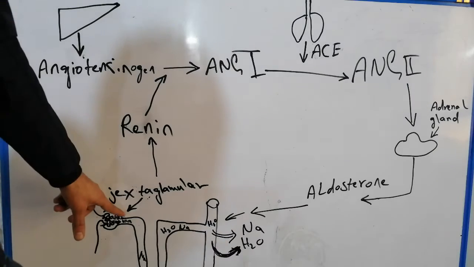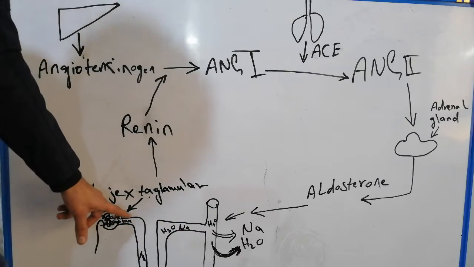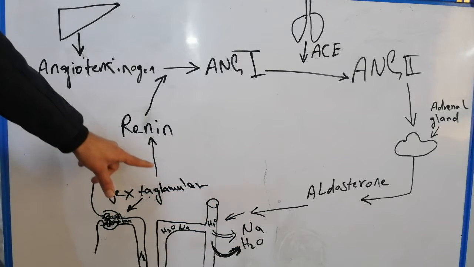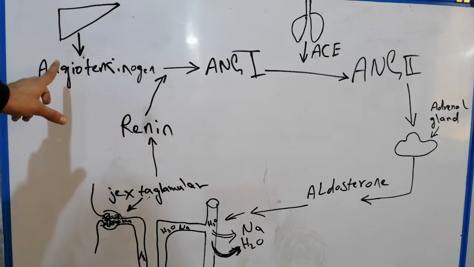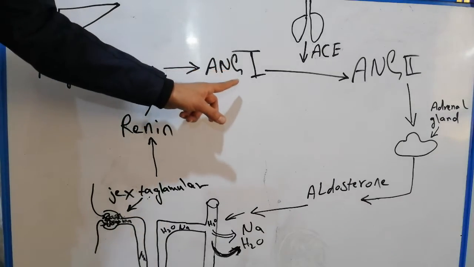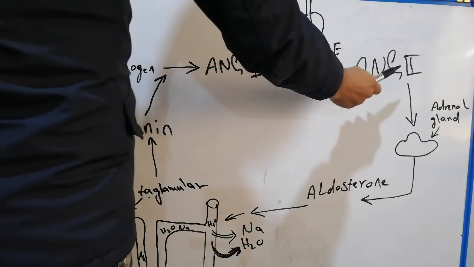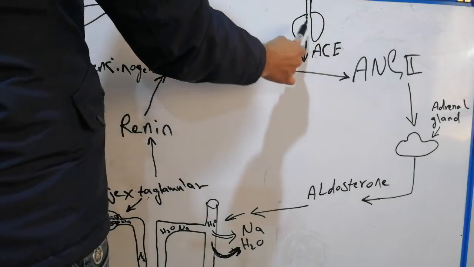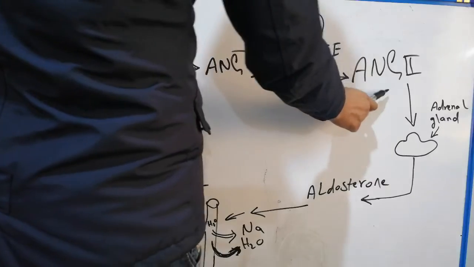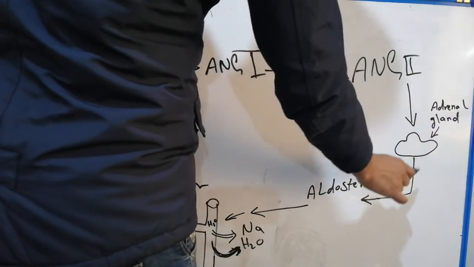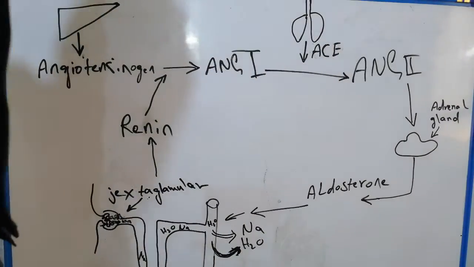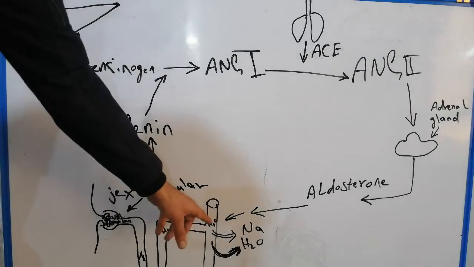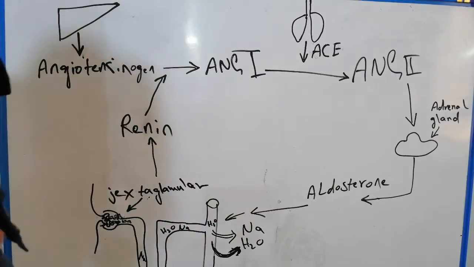So, too much sodium is filtered from the glomerulus. Sodium will stimulate the juxtaglomerular cells, which will produce renin. Renin will convert angiotensinogen to angiotensin 1. Then angiotensin 1 is converted to angiotensin 2 by the enzyme called angiotensin converting enzyme, which is produced by the lung. Then angiotensin 2 stimulates the adrenal gland. The adrenal gland produces aldosterone. Then aldosterone acts on the receptors of the tubules of the nephron and causes reabsorption of the sodium and water.